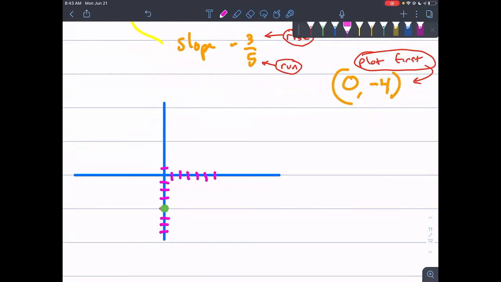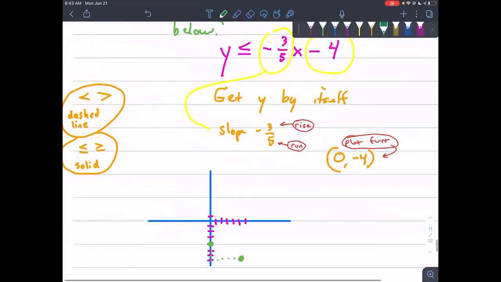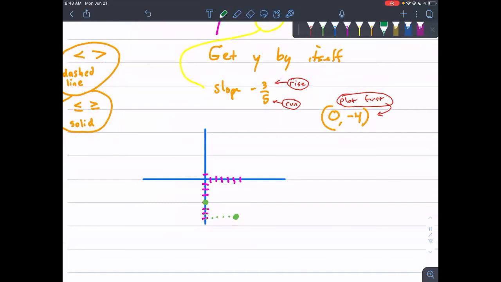So from this little green dot, going to go down 3, 1, 2, 3, and then we're going to go right 5. 1, 2, 3, 4, 5. And remember, did we say this was a solid line or dashed? Solid. So let's see if I can. Okay, so something like that.